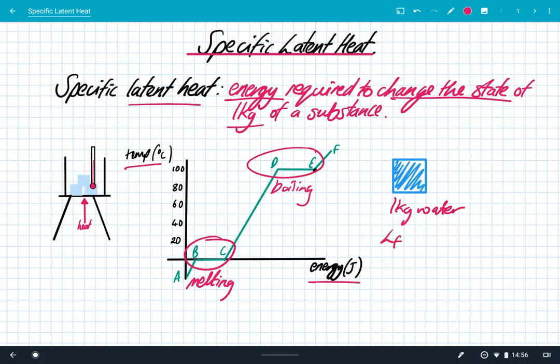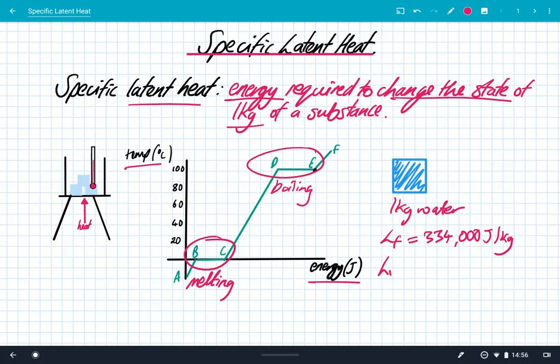And the latent heat of fusion, which is the energy required to melt 1 kilogram of ice into liquid water, is 334,000 joules per kilogram. So if I have 1 kilogram of ice, to melt that 1 kilogram of ice into liquid water, it will take 334,000 joules of energy.